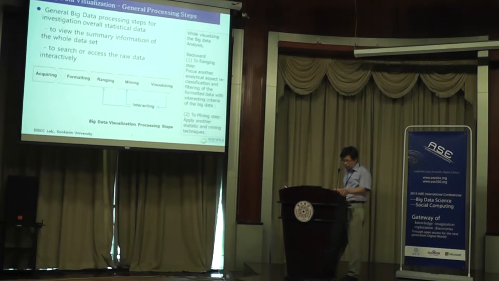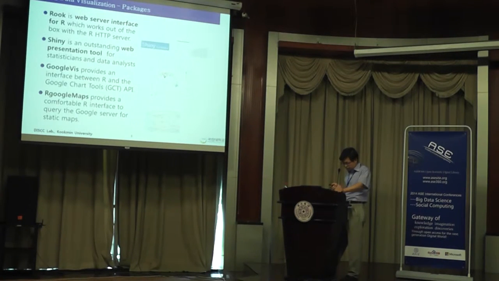We propose general processing in 5 steps: acquiring, formatting, ranging, mining, visualizing. The ranging stage is for categorizing and filtering the target data set. The mining stage is for extracting meaningful information by using statistics and mining. The visualizing stage is for presenting information.